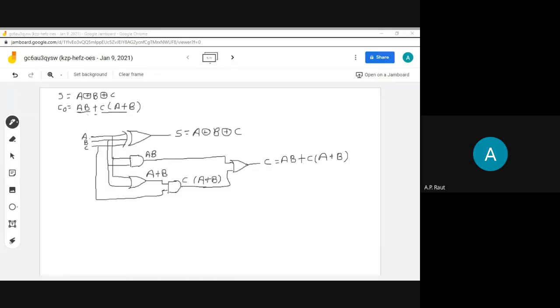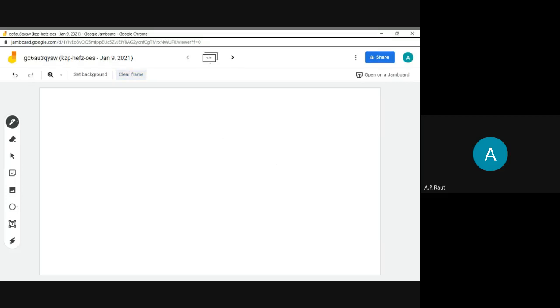So this is the total half adder and full adder. Okay, understand? All the students understand half adder and full adder? Yes, ma'am. So write down the difference between half adder and full adder. Write down the comparison of half adder and full adder. Write down in the first column half adder, and in the second column full adder.